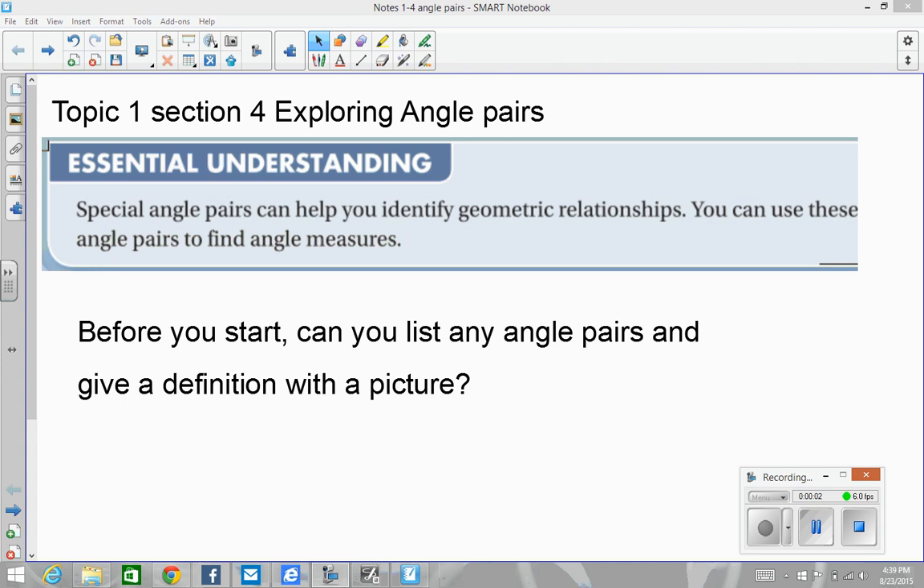Welcome to Geometry Pre-AP. Today we're on Topic 1, Section 4, Exploring Angle Pairs. We're going to do our essential understanding here, which is that special angle pairs can help you identify geometric relationships. You can use these angle pairs to find angle measures. So, it's very important that we deal with geometric relationships. It's the big part of our whole entire year: finding those relationships, understanding them, and remembering them.